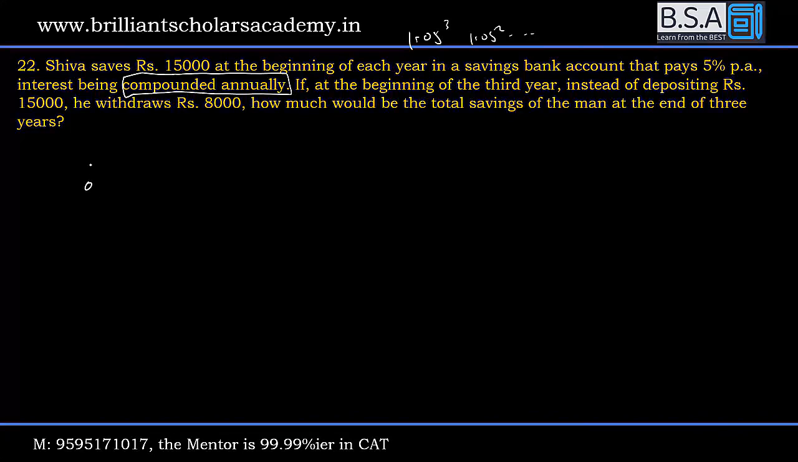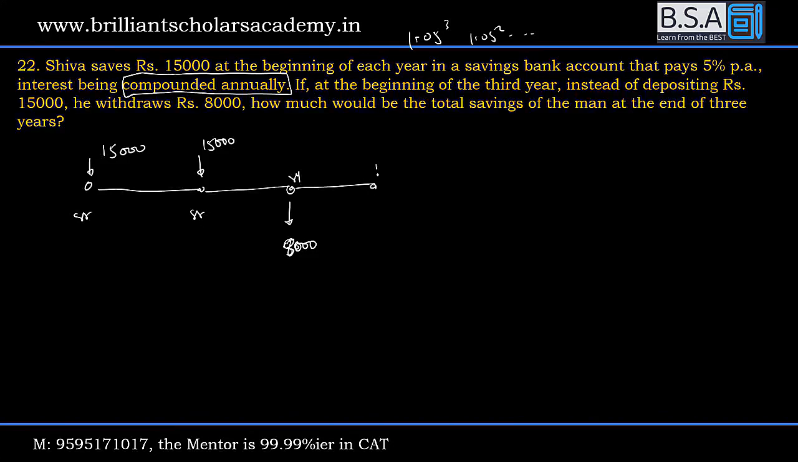So beginning of year 1, 15,000 rupees deposited. Beginning of year 2, 15,000 rupees deposited. Beginning of year 3, a deposit was not there, but a withdrawal of 8,000 rupees was there. This is the beginning, this is the starting of each year. When the third year ends, what money will be available? So I can approach this with reducing balance. It will be better and faster.